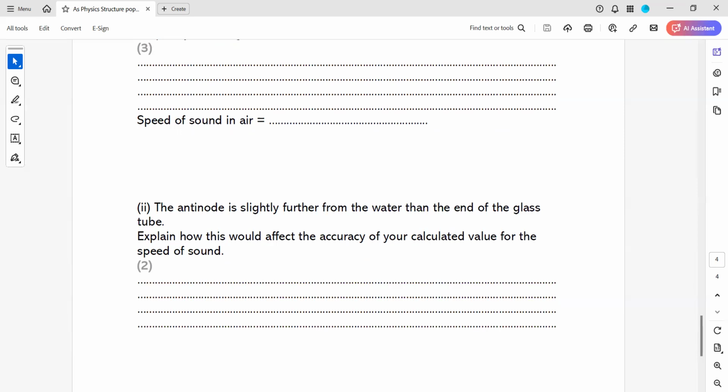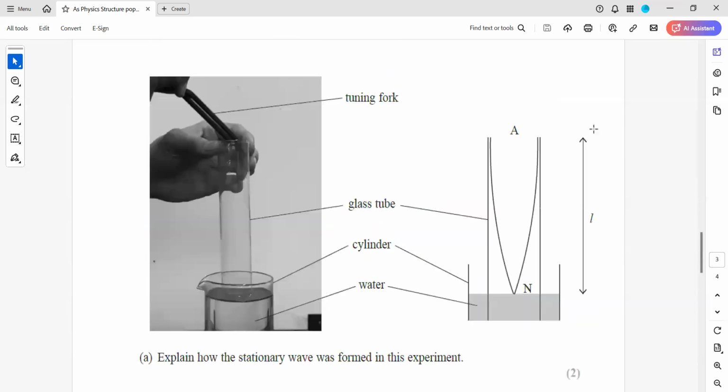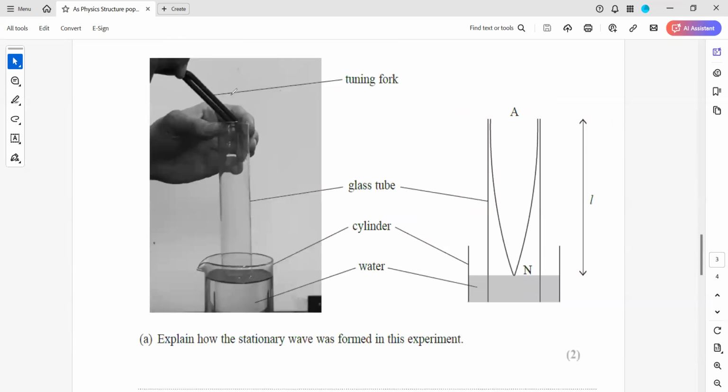How is the standing wave produced? We have a tuning fork which causes a vibration to the air column, and the two progressive waves traveling in opposite directions give rise to a standing wave. This is a pipe instrument, and the open end will always have an antinode, meaning the particles here vibrate with maximum amplitude, and the particles here have zero amplitude.